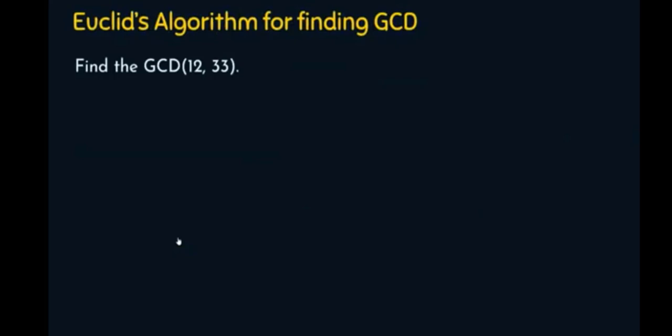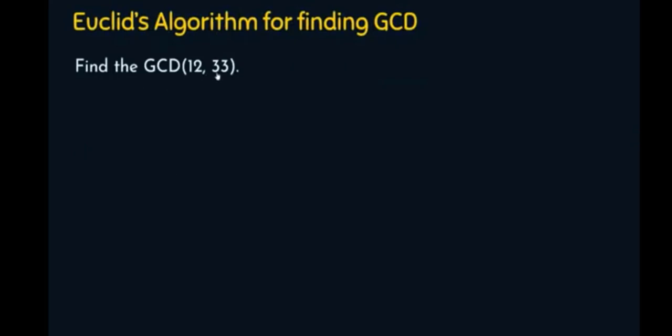Hi everyone. Let's learn how to use the Euclidean algorithm for finding the greatest common divisor. Let's start with the smaller numbers 12 and 33. How do we use the Euclidean algorithm to find it?